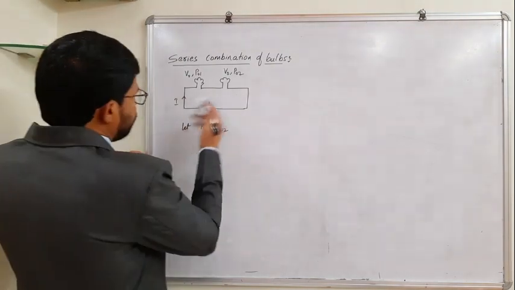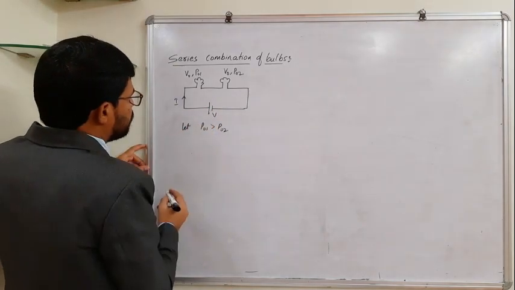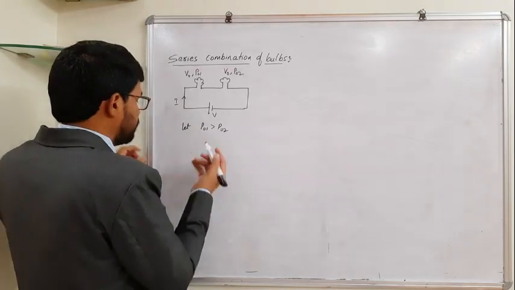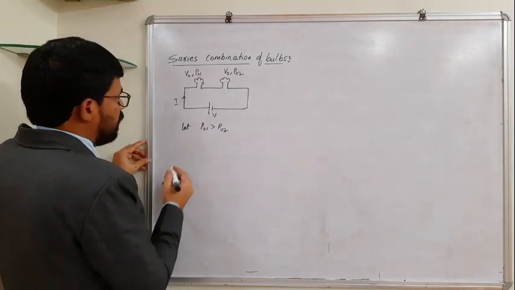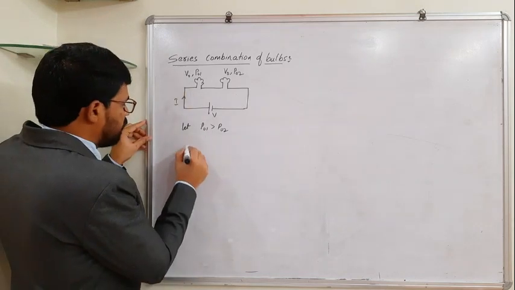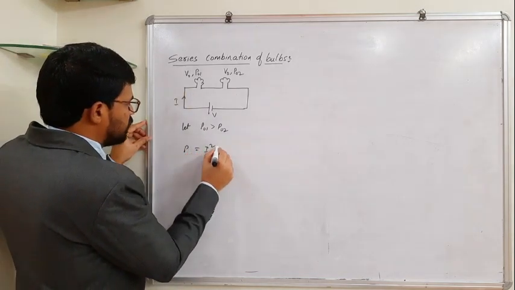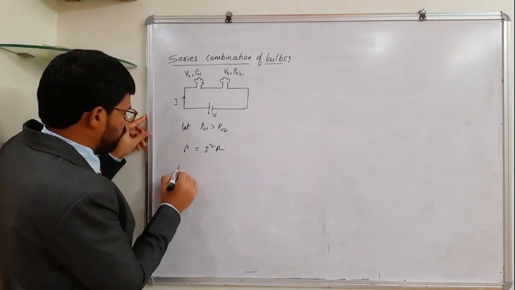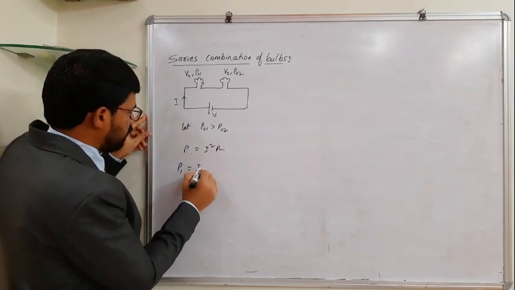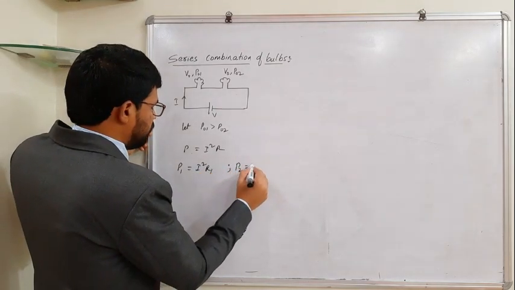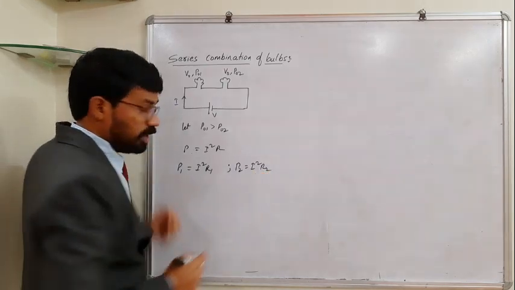When you take the series combination, the current through the bulbs will be the same. If you wanted to write an expression for power consumed by these bulbs, how can it be written? Power consumed can be written as I square R, isn't it? For the first bulb, P1 is equal to I square R1. In case of the second one, P2 is equal to I square R2. That's how you can write.